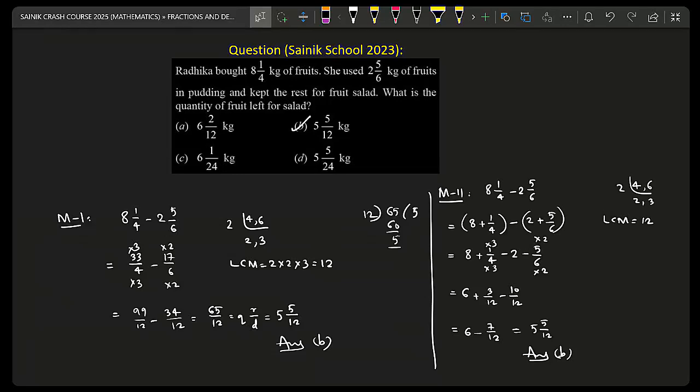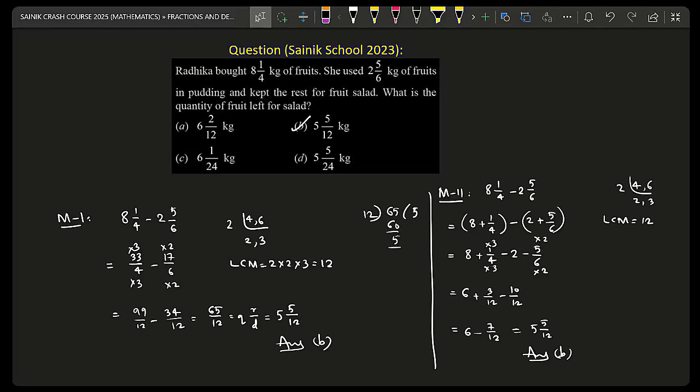Yes, sir. Can you explain method 2 again? See, method 2 is very simple. 8 1 by 4. Can we write 8 plus 1 by 4? 2 5 by 6. Can I write 2 plus 5 by 6? So 8 plus 1 by 4, I have opened the bracket. And before the bracket 2 plus 5 by 6, we have minus. Whenever minus sign is there before any bracket, every sign inside the bracket is going to change. So it is minus 2 and minus 5 by 6.